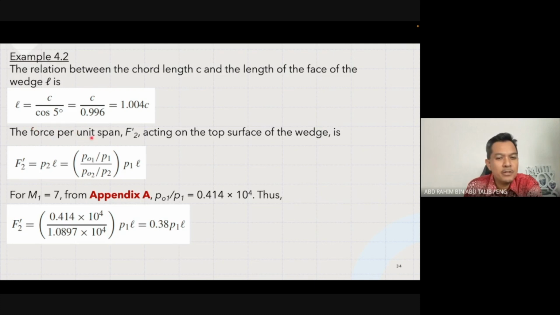And then the force per unit span, F prime 2, acting on the top surface of the wedge can be obtained by this expression, where we know P01 over P1 and P02 over P2. For Mach number of 7 from Appendix A, we have a pressure ratio equal to 0.414 times 10 to the power of 4. Thus, you can then put inside the numbers because we know P01 over P1, which is 0.414, and we also know P02 over P2 that we already obtained earlier, which is 1.0897 times 10 to the power of 4, and you will then get the expression of 0.38 times P1 times the wedge length. Wedge length, as we have already obtained here, 1.004 chord length.